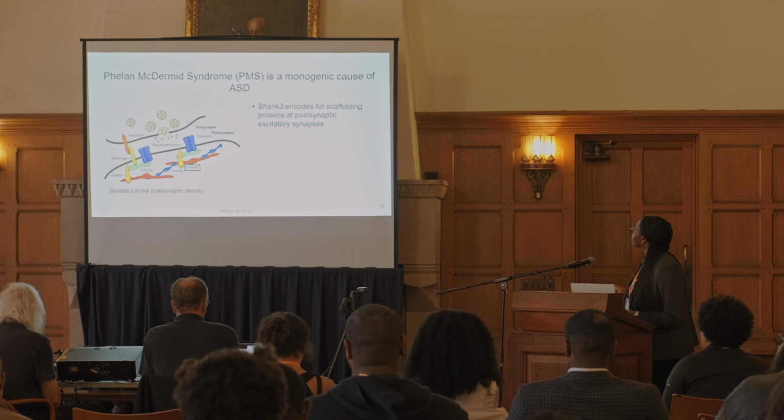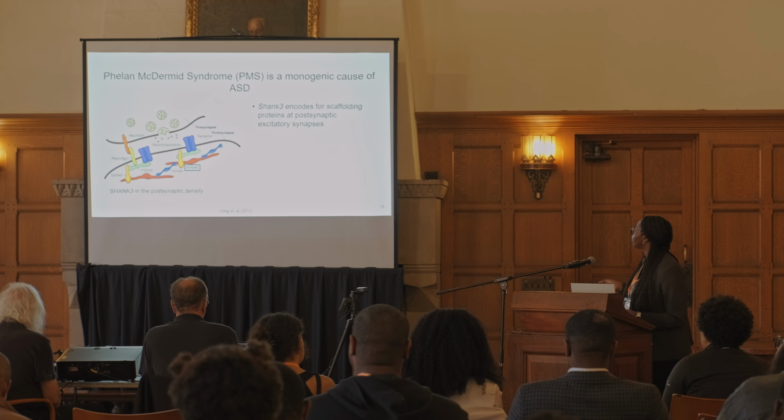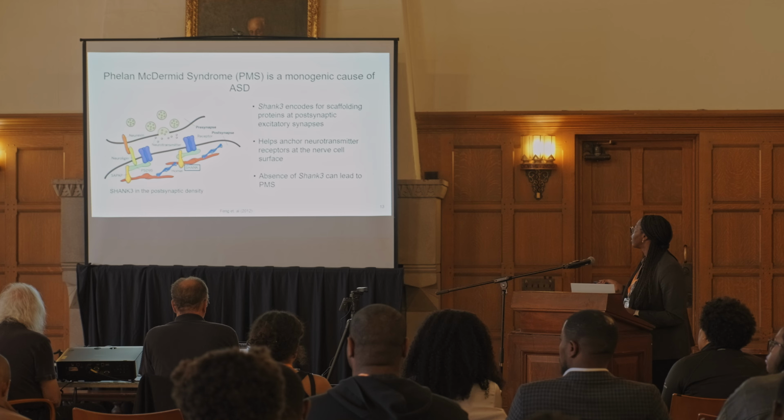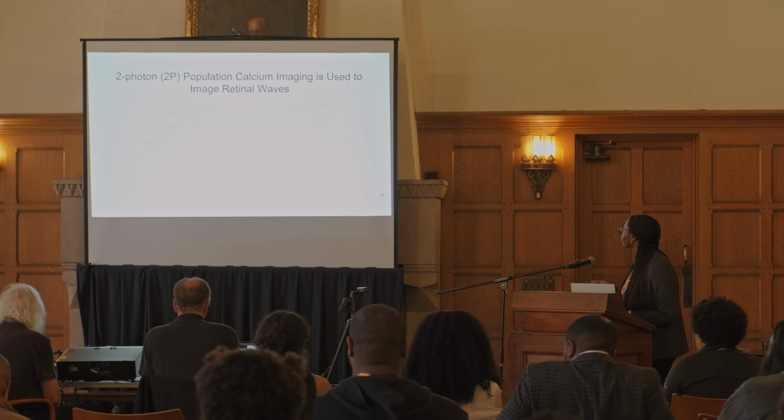And the SHANK3 gene encodes for scaffolding proteins at excitatory synapses. I'm showing you an example of SHANK in the postsynaptic density. And we see that along with other scaffolding proteins like HOMER, SAPAP, and PSD95, they form complexes that help to anchor neurotransmitter receptors at the nerve cell surface. And similarly to FMR1, absence of SHANK3 can lead to another type of neurodevelopmental disorder called Phelan-McDermott syndrome, which is another leading cause of monogenic ASD.